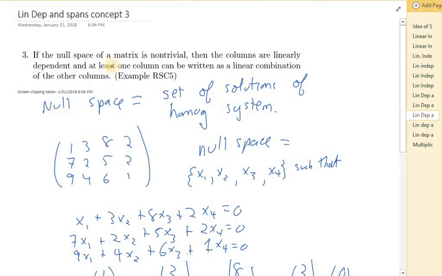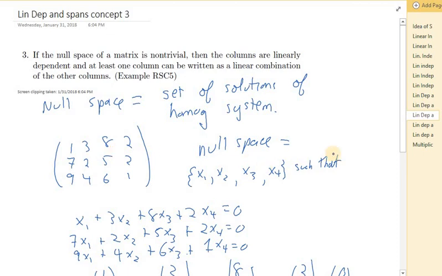If the null space of a matrix is non-trivial, then the columns are linearly dependent, and at least one column can be written as a linear combination of the other columns. Here's an example. You know that the null space is the set of solutions of the homogeneous system. So here's a set of columns, and the null space will be a set of coefficients x1, x2, x3, and x4 such that these equations hold. All I did was write out the equations represented by this matrix.